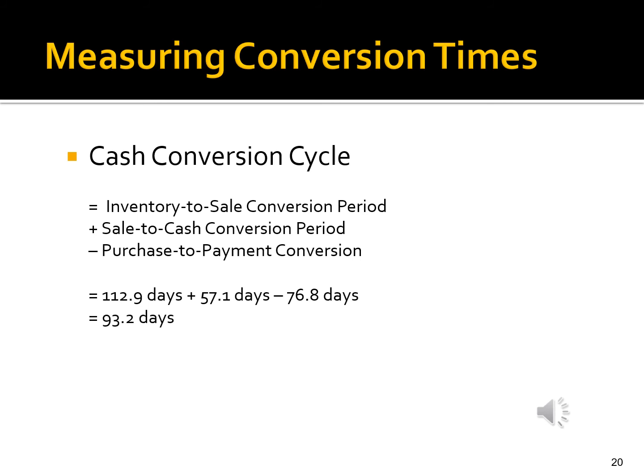Okay, so the overall cash conversion cycle is the inventory to sale conversion period, plus the sale to cash conversion period, minus the purchase to payment conversion period. So overall, they need about 3 months for the whole cycle in order to make a profit for the business.